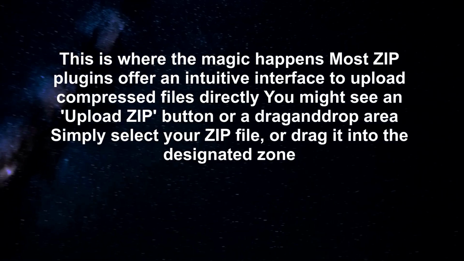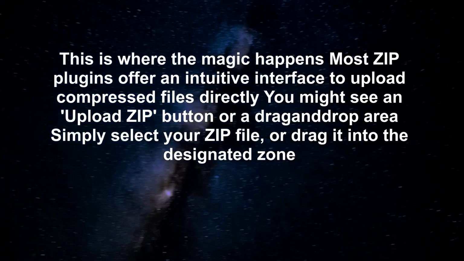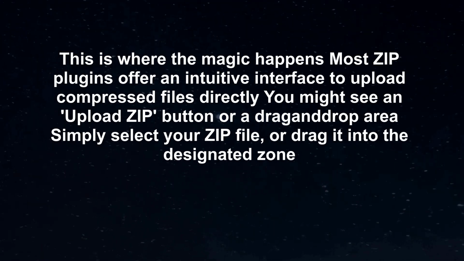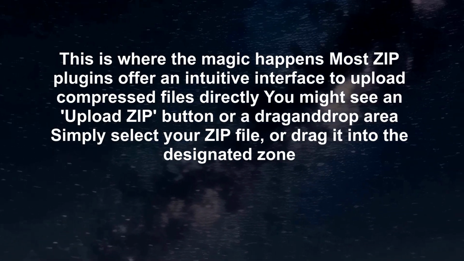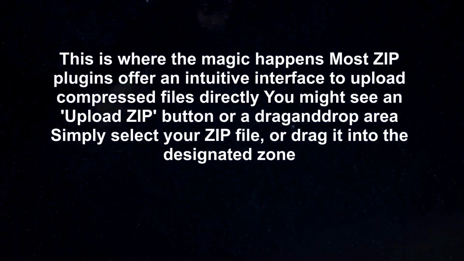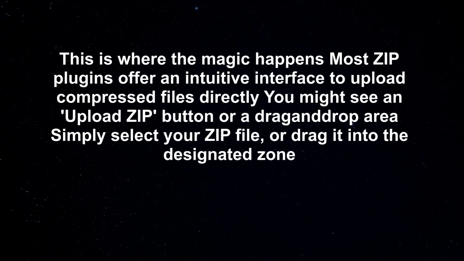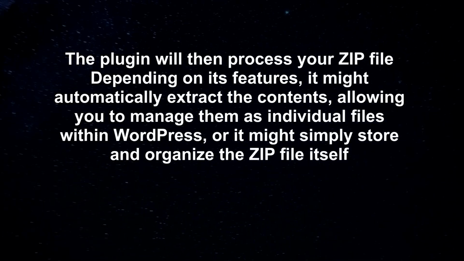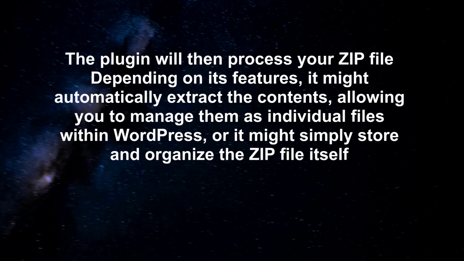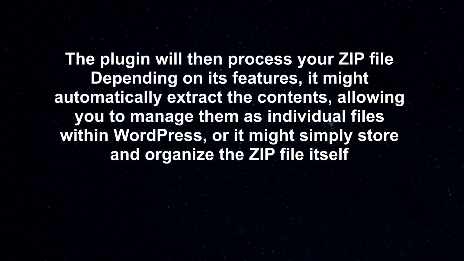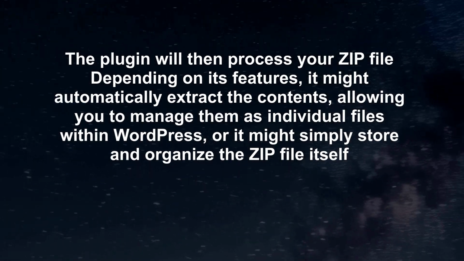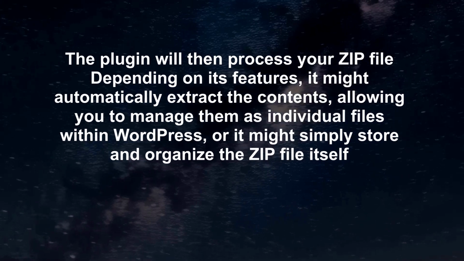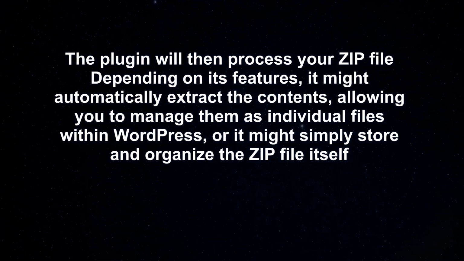Most zip plugins offer an intuitive interface to upload compressed files directly. You might see an Upload Zip button or a drag and drop area. Simply select your zip file or drag it into the designated zone. The plugin will then process your zip file depending on its features. It might automatically extract the contents, allowing you to manage them as individual files within WordPress, or it might simply store and organize the zip file itself.